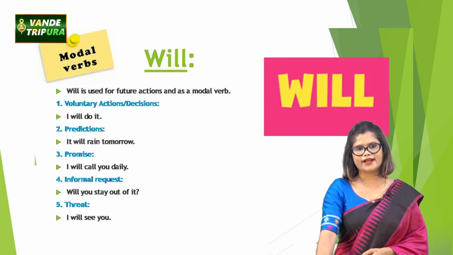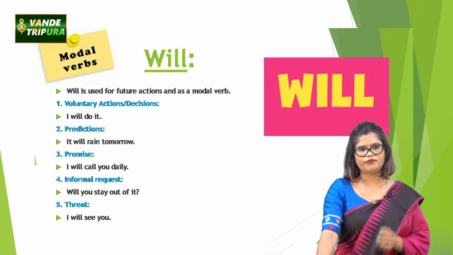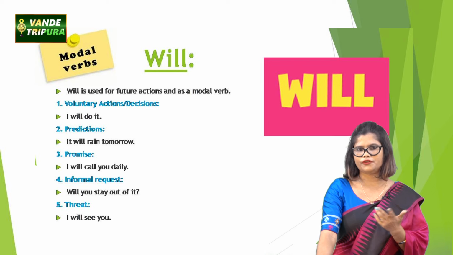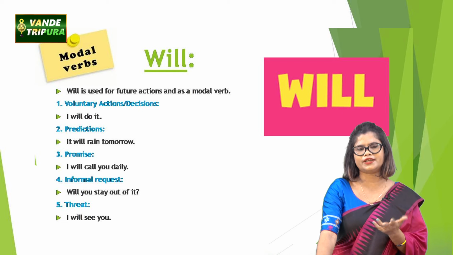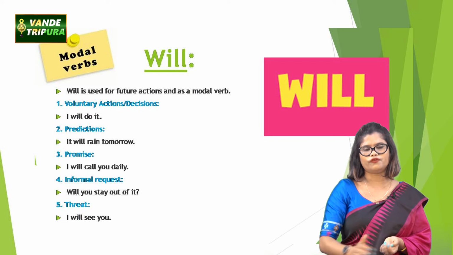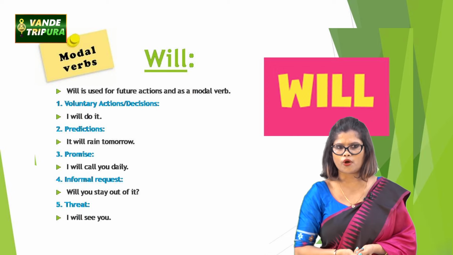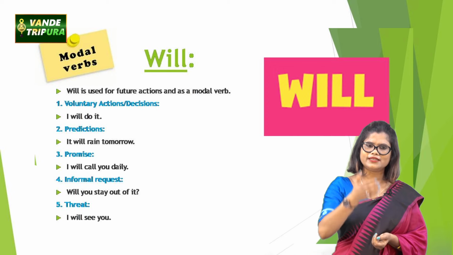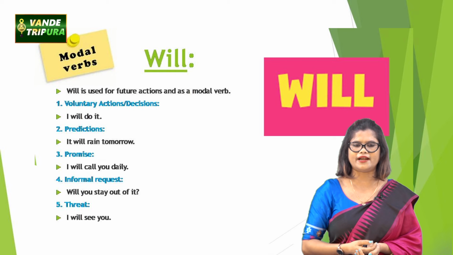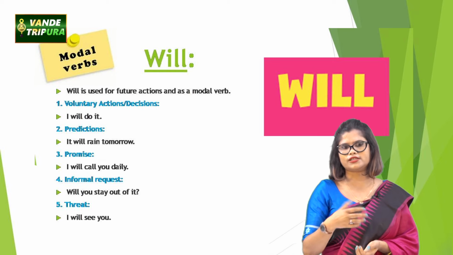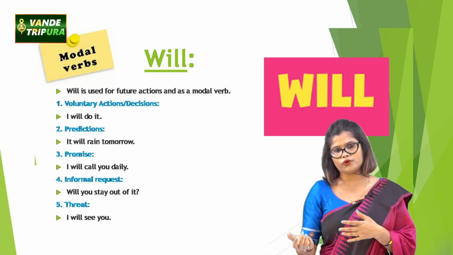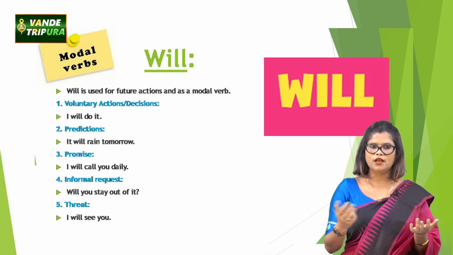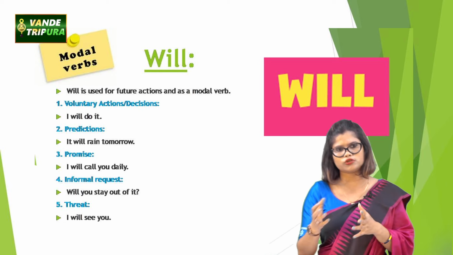Okay, next is will. So will is basically used for future action too. Shall is used in formal situations and will is used in informal situations. So voluntary actions, predictions, promise, informal request, threat, in these cases we can use the word will. Voluntary actions: I will do it, I am doing this on my own. Predictions: it will rain tomorrow. Whenever it is not certain but we are making a prediction, then also we can use it.